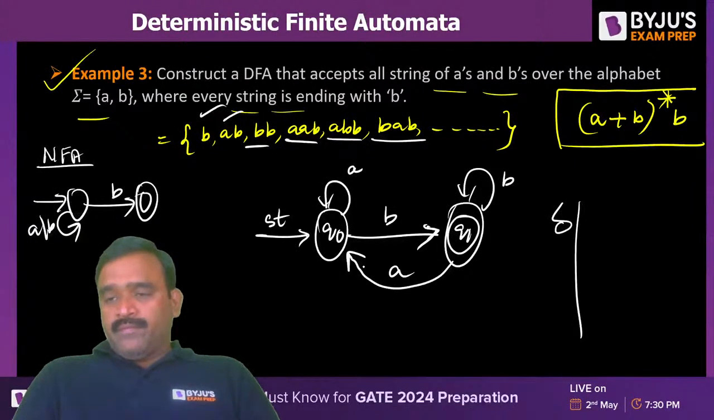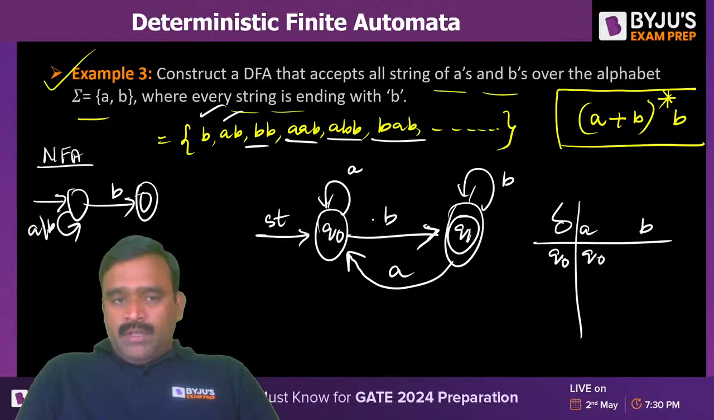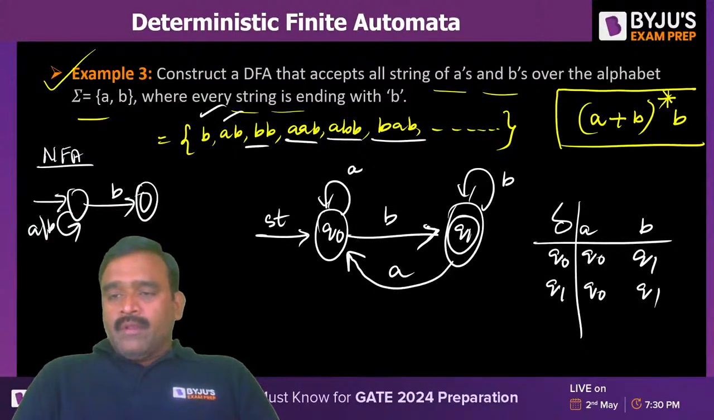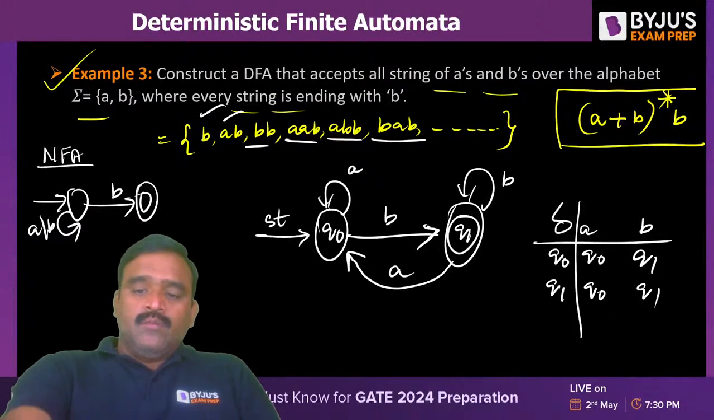That is the NFA. Okay. So in the DFA, delta is defined like this. Q0 on A is Q0, and Q0 on B is Q1. And Q1 on A is Q0, Q1 on B is Q1. That's it. I hope you got my point. Now let's move on to the next question.